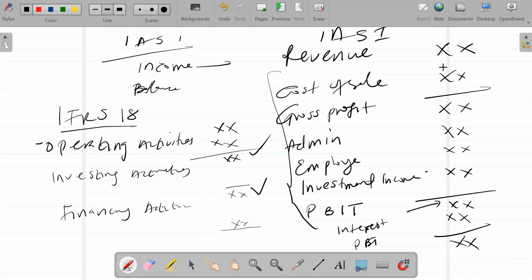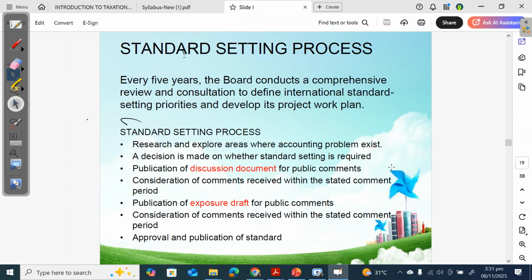But IAS 1 is open. There's no format as to where you should put what. It's all up to you. I'm sure the board saw the problems in this format, and now they have decided to bring this new standard to address this issue. So that is how it is. As and when they find an issue, they try and bring a standard to address it.